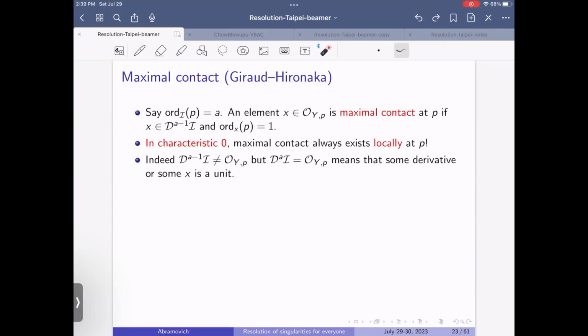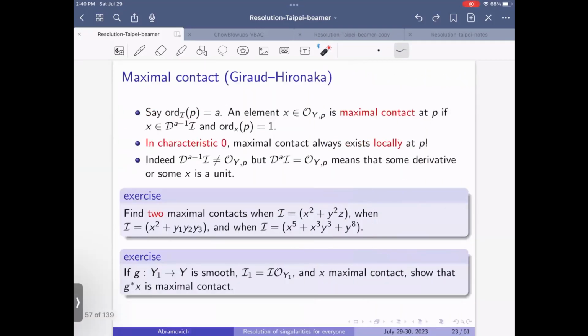It's really beautiful. Hironaka's original paper did not have this notion, but he understood quite soon after that there's a way of really understanding an aspect of what he did in his paper. So the exercise is to show that maximal contact elements are not unique. Find two maximal contacts with this idea.